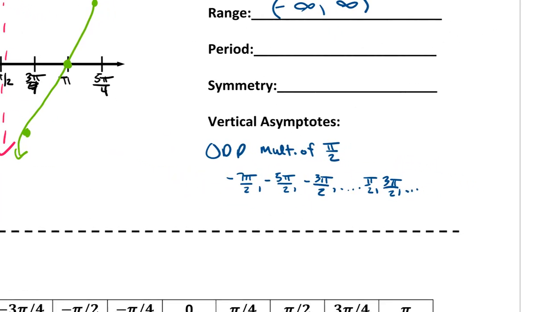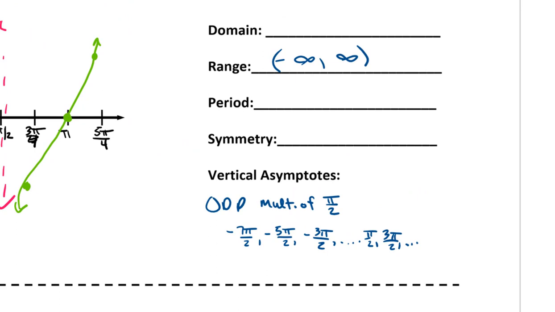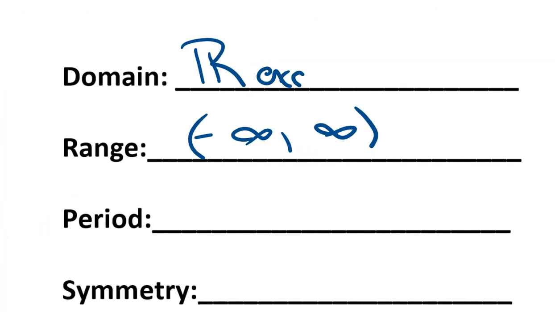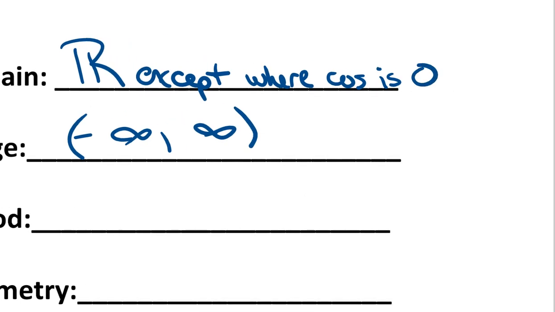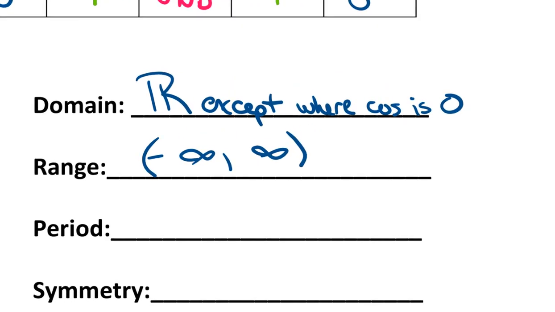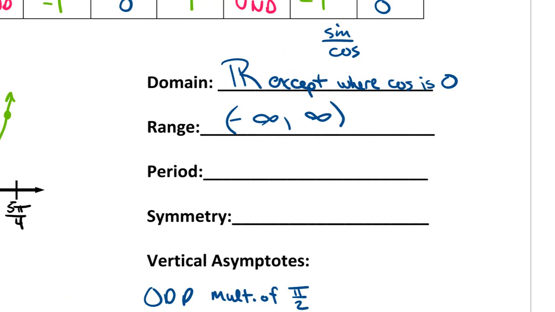Now, let's see. So that was our vertical asymptotes. So the domain can't be those multiples of pi over 2. All those asymptotes are where cosine was 0. So the domain is going to be all reals, which we can abbreviate with that cool math symbol, except where cosine is 0. And why is it where cosine equals 0? Because remember, we've got sine over cosine as the trig ratio for the tangent function. Now the period, we determined that before, so the distance between asymptotes is pi.